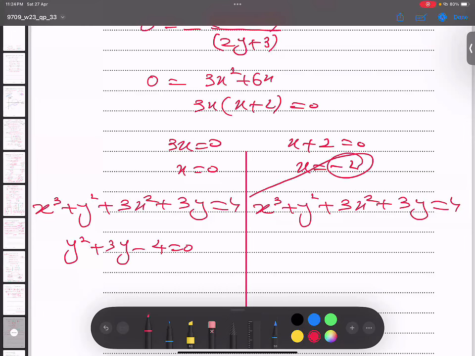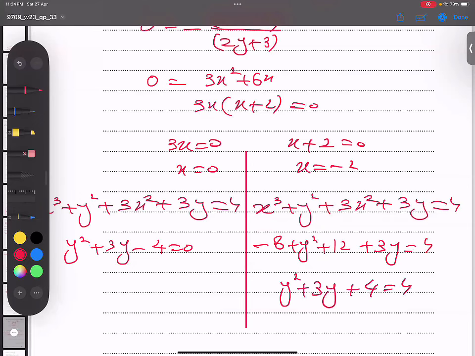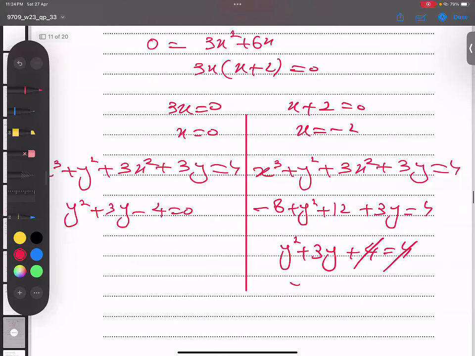Same way, I plug in x equals minus 2. When I plug in minus 2 here, I get negative 8, y squared copy. When I plug in minus 2 here, this gives you 4, and 3 times 4 is 12. And plus 3y, copy, equal to 4. This and this will give you y squared plus 3y plus 4 equal to 4. The 4 cancels out, and I get y squared plus 3y equal to 0.